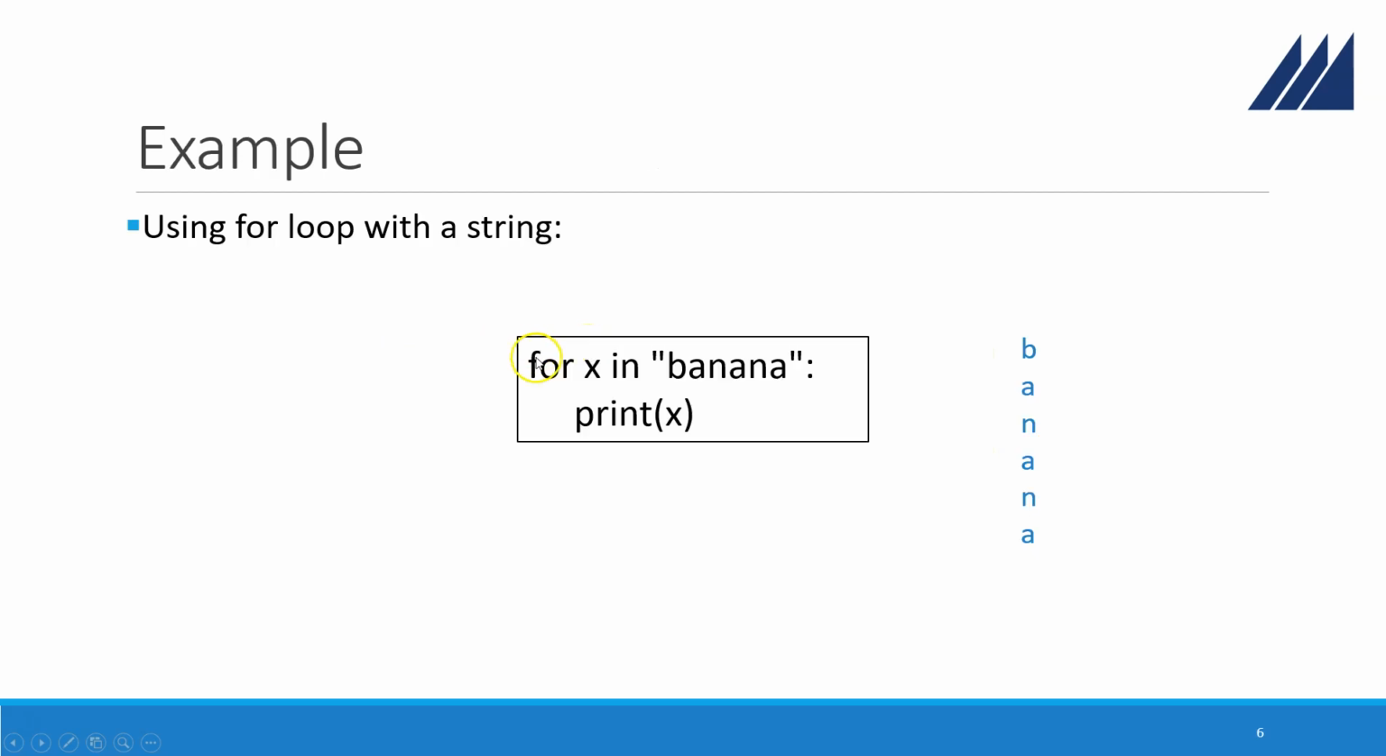Okay, what if I have a string? In this example, I said for x, where x is the variable name, in, and between quotation marks, banana. This is my string. Remember, strings are also sequences. What is going to happen is that x first is going to be assigned the letter b. Then I'm going to print b, as you see over here. Then x is going to be assigned a, and then I'm going to go inside and print a, and so on and so forth until there are no more letters left in my string. So the output is going to be the word banana, with each letter on a different line.